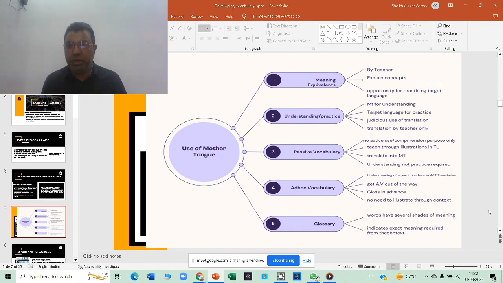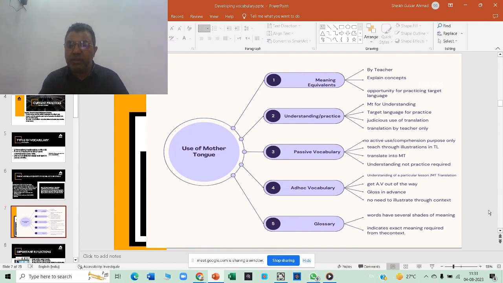What does gloss mean? Gloss doesn't mean that this is the dictionary meaning of the word. No. Gloss doesn't mean that any meaning that comes to your mind you are providing to the child. That is again wrong. No, gloss means that you are supposed to give the complete meaning. You can go to the last fifth point and see. Words, first of all, we need to remember that words have several shades of meaning.